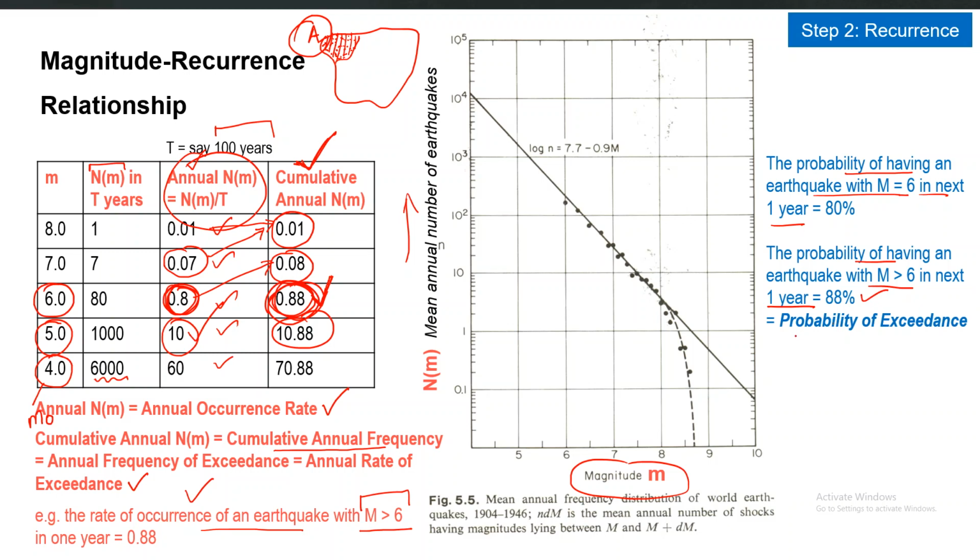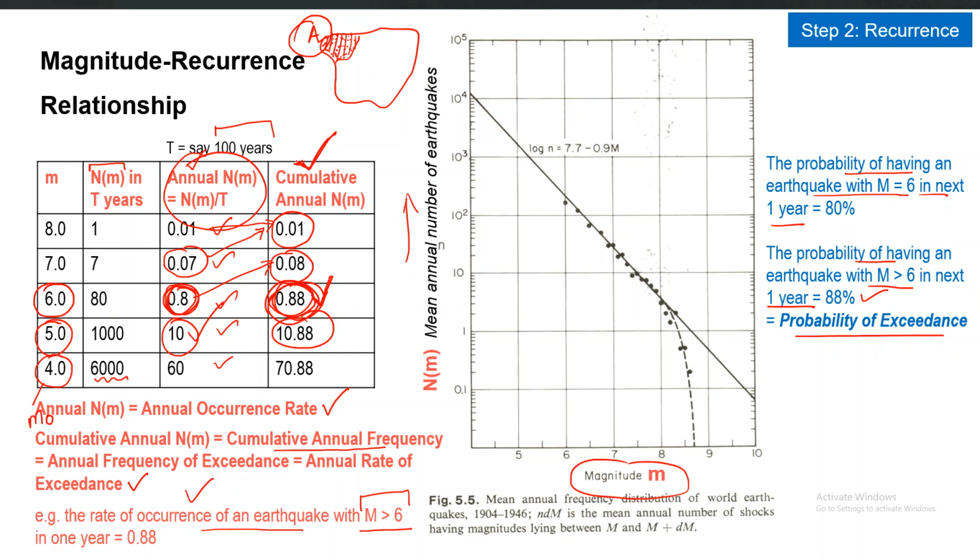We call this the probability of exceedance, and this concept will be used again and again in seismic hazard assessment. So I repeat again that the cumulative annual frequency can simply tell you the probability of exceeding a particular magnitude in the next 1 year.